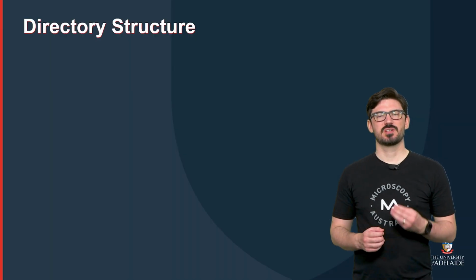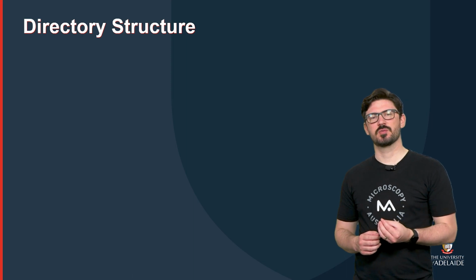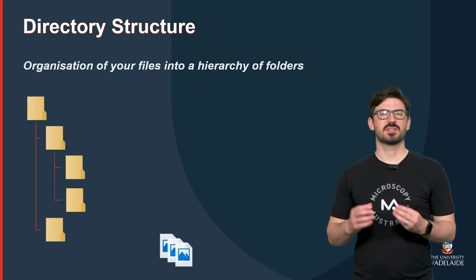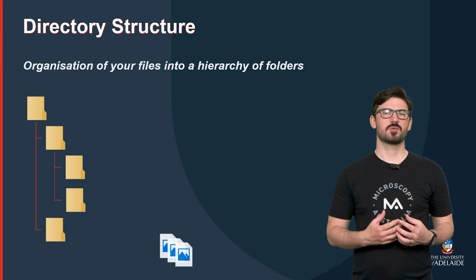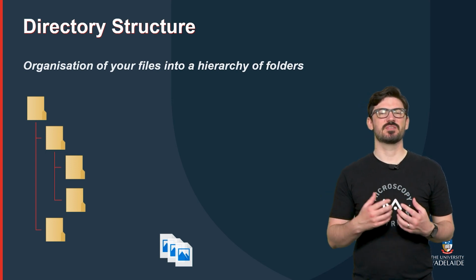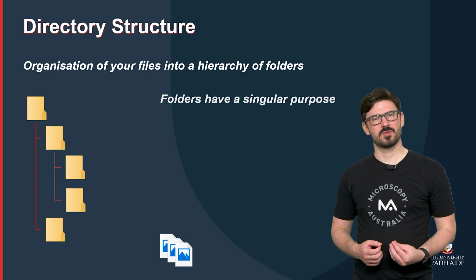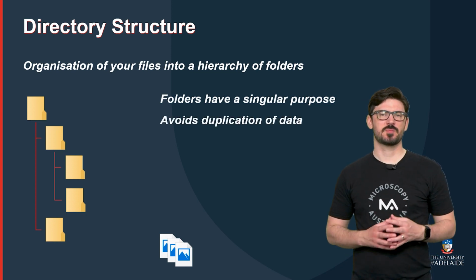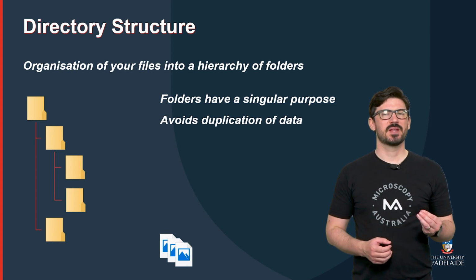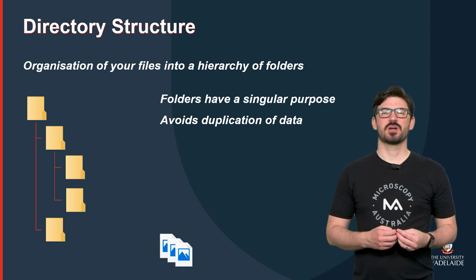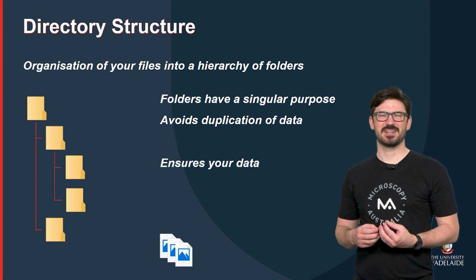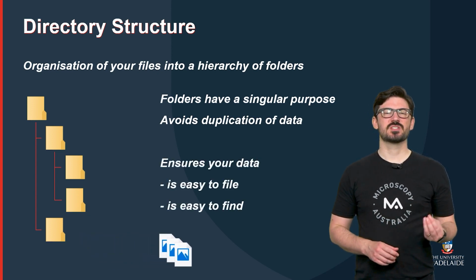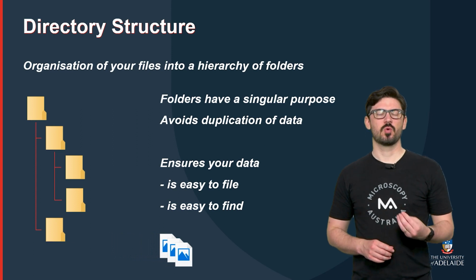A directory structure is an organization of your files into a hierarchy of folders. In a well-designed directory, there's going to be a logical sequence of folders, and hopefully each folder is given a singular purpose. This helps to avoid redundancies and, importantly, the duplication of your microscopy data. Ultimately, a well-planned directory structure will maximize your research efficiency, as data is easy to file and hence easy to find, and you minimize the risk of using the wrong image version or the wrong data.